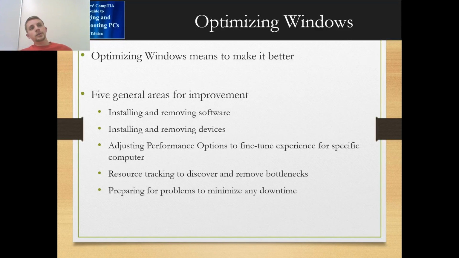So 5 general areas for improvement. Removing software will always optimize Windows. I always recommend doing a CCleaner or registry clean after removing software because there's generally stuff left over. Alternatively, you can use a program known as Revo Uninstaller that will look for those registry remnants right after it uninstalls, which is kind of cool.